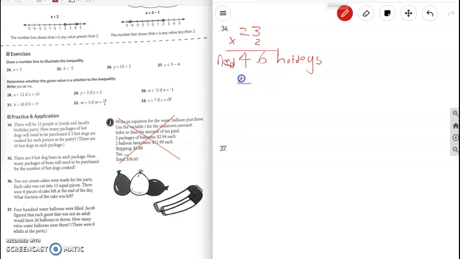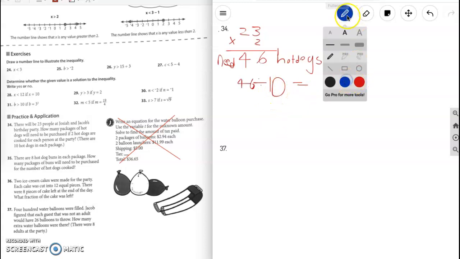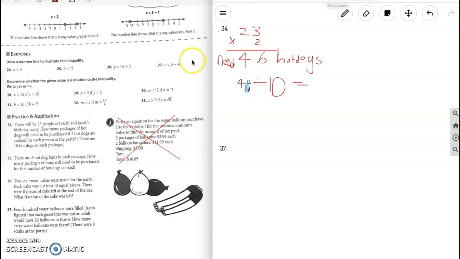Well, you're going to be actually doing 46 divided by 10 because there are 10 hot dogs in each package, okay? 46 divided by 10, remember our division shortcut. Just move the decimal to the left one time. So we're going to need 4.6 packages.